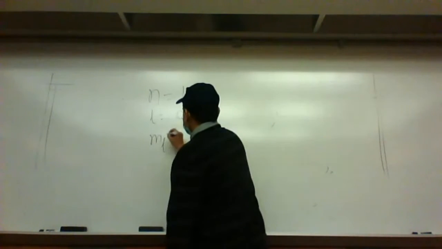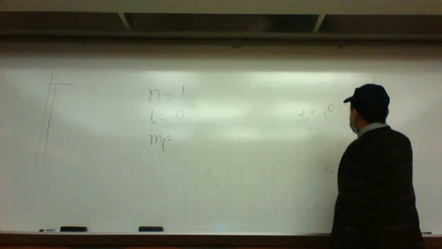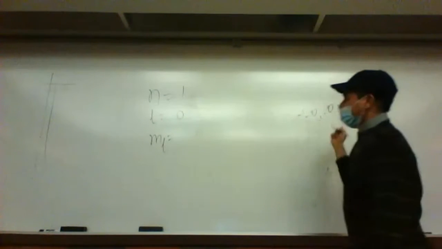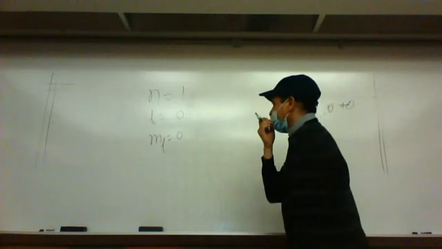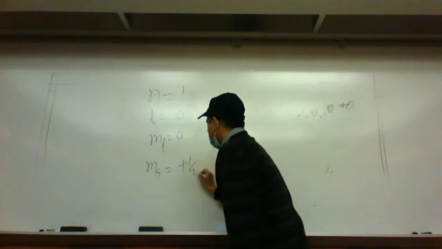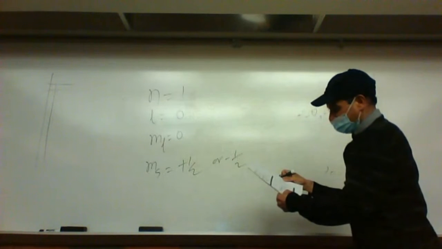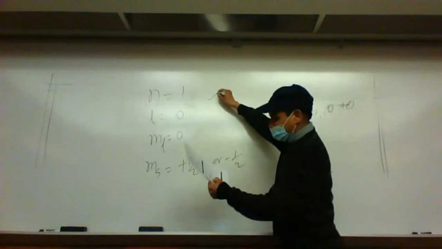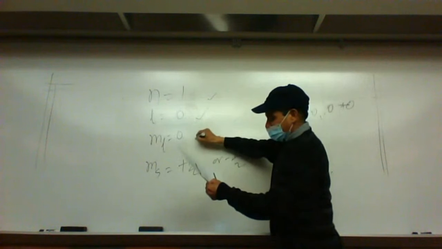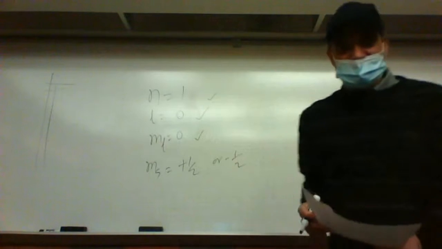For ML, you have to write 0, since minus 0 and plus 0 are the same 0. And then MS can have two values, plus half or minus half. So do we have that in option A? n equals 1, L equals 0, ML equals 0, but they have MS equal to 1. So A is wrong. Make sense?